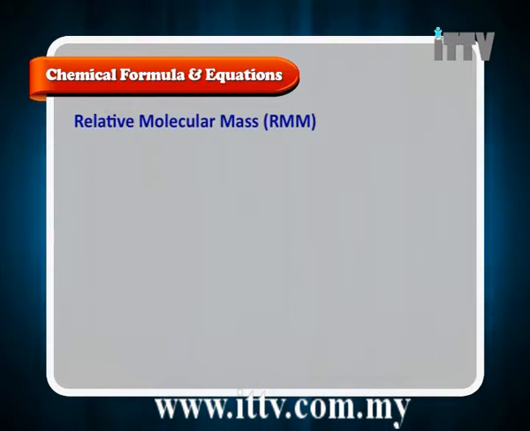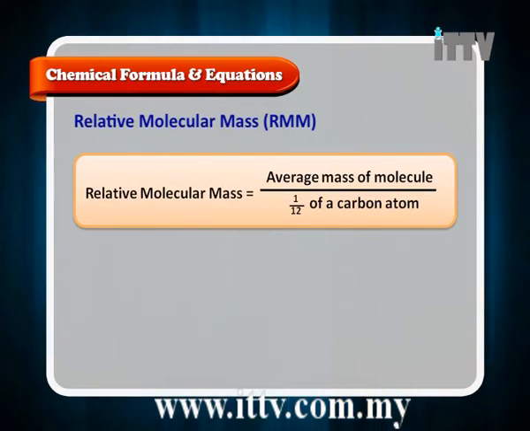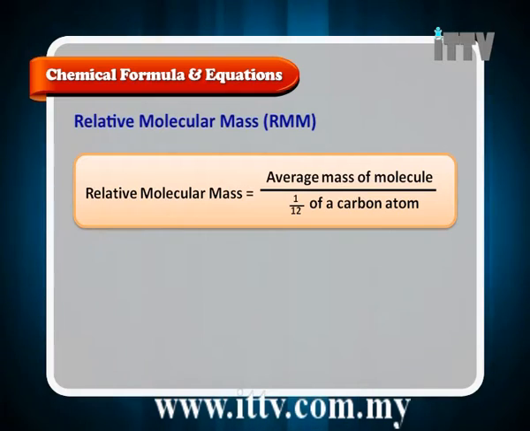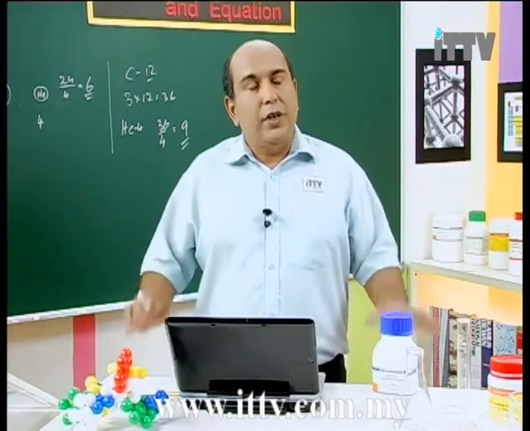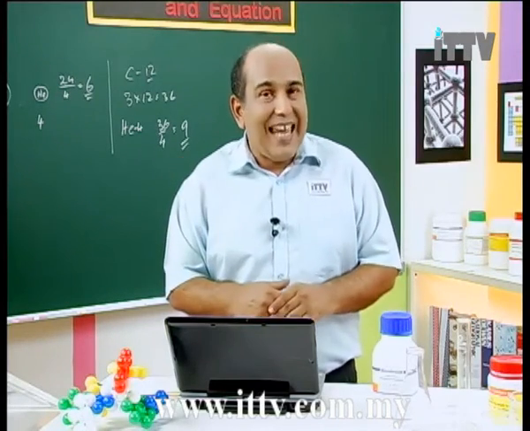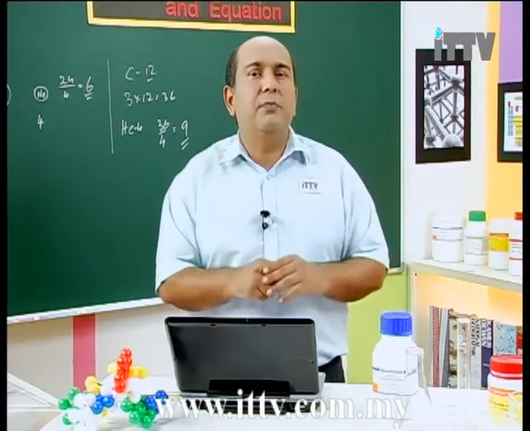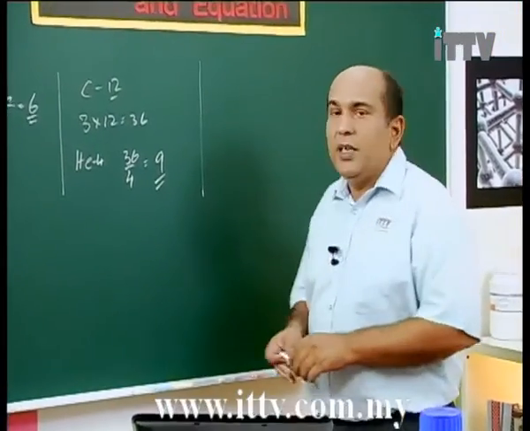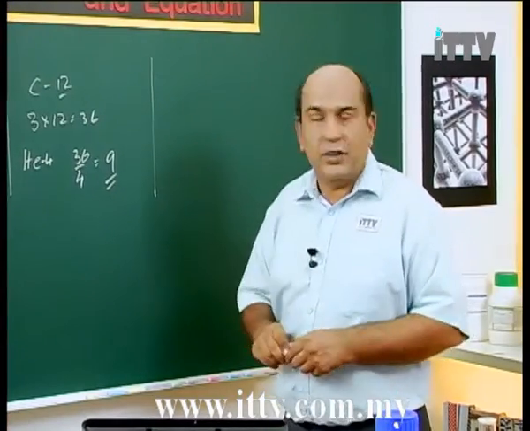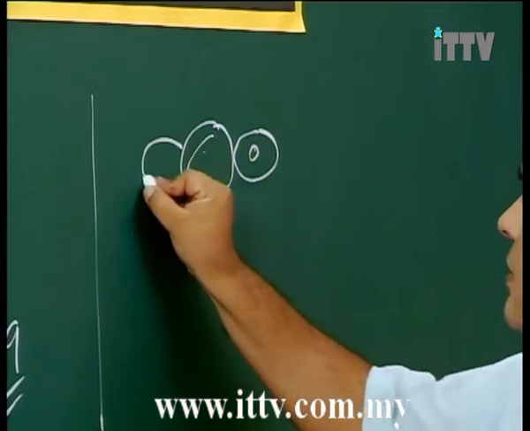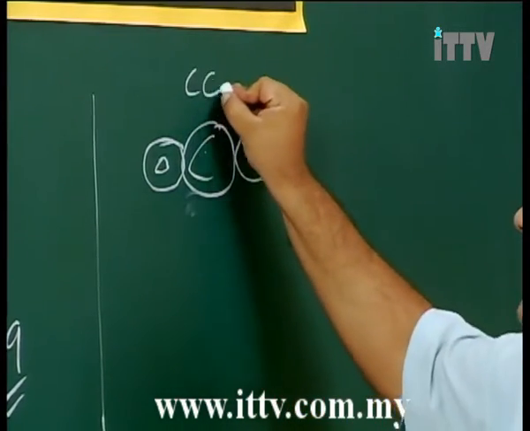Relative molecular mass, RMM. Relative molecular mass equals the average mass of a molecule divided by 1/12 of a carbon atom. So the average molecular mass is the mass of a molecule. So what you do is you just add up all the masses. Let's do a quick example before we do some examples on the slides. Let's say that we have a molecule. Let's take carbon dioxide. We have carbon, oxygen, and oxygen. So you have CO2.